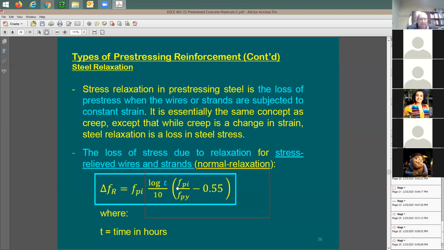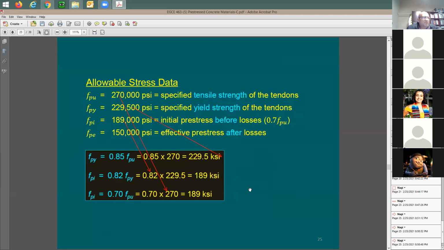Based on this equation, 70. If you go here to 70%, this factor at the end is going to be smaller, which means that you're going to have less losses. So someone's going to say, I'd like to go to 55% of FPY, correct? Because if FPI divided by FPY becomes 0.55, I'm going to have no losses, correct? Losses become almost nothing. But the code says, don't go to any value below 55% of FPY. Look at what I have used here. How much did I use of FPY? I used 82%.